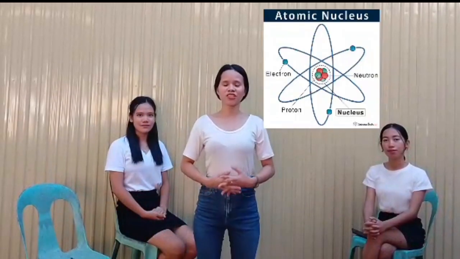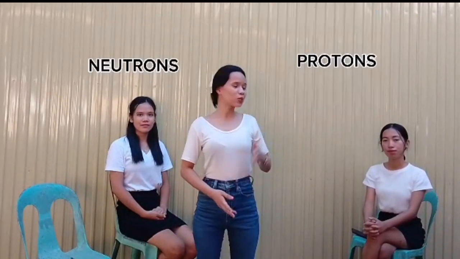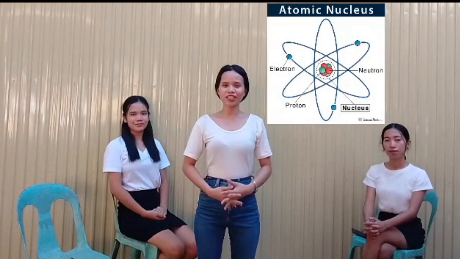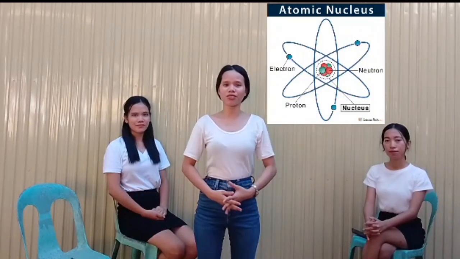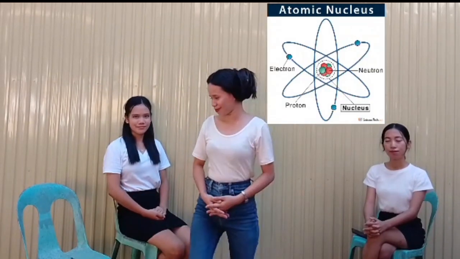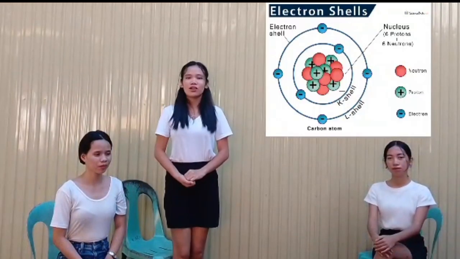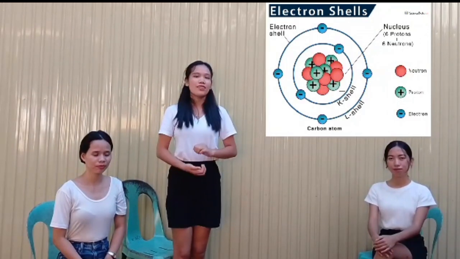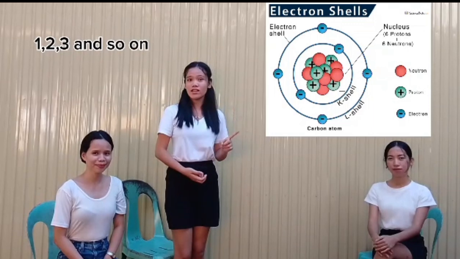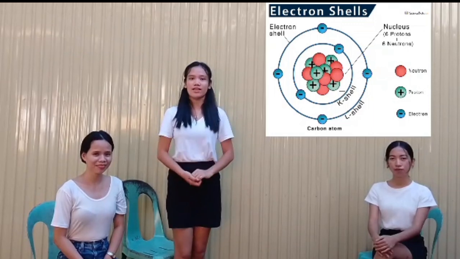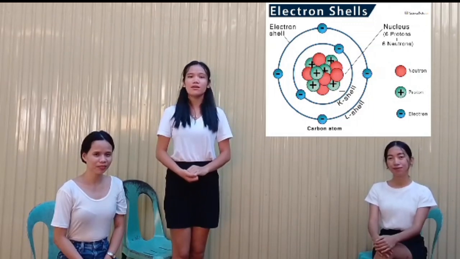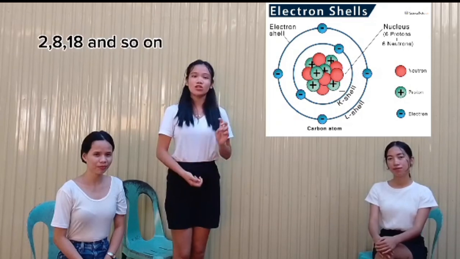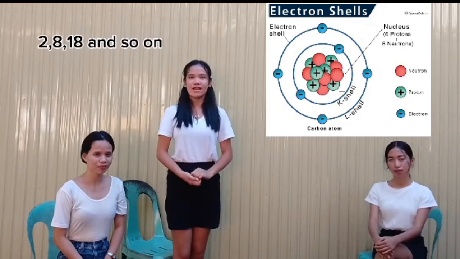The nucleus is the central part of the atom. It contains protons and neutrons. It is where most of the atom's mass is concentrated. Electron shells: electrons occupy specific energy levels or shells. These shells are numbered 1, 2, 3, and so on, and can hold a certain number of electrons each: 2, 8, 18, and so on.